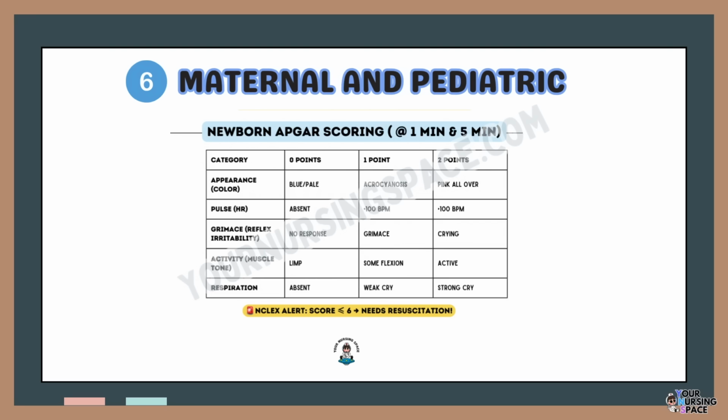Each category gets a score from 0 to 2, with a total possible score of 10. Anything above 7 is normal, but a score below 7 requires intervention, such as oxygen or stimulation.